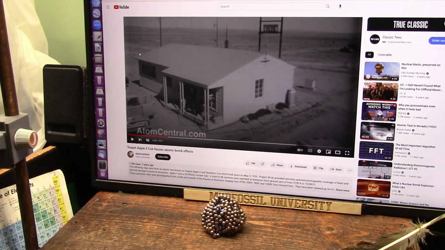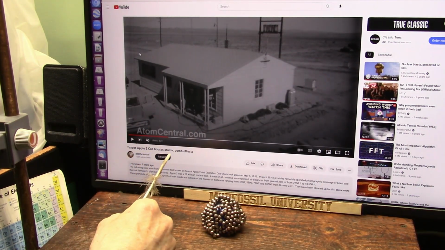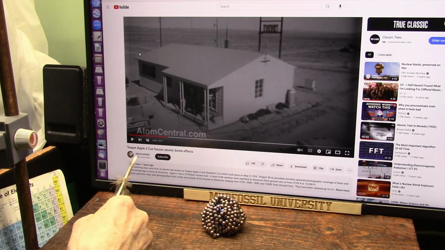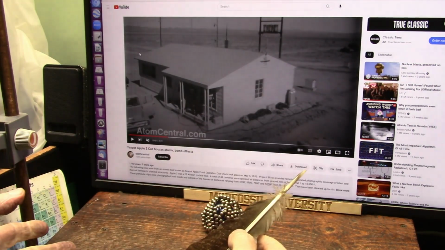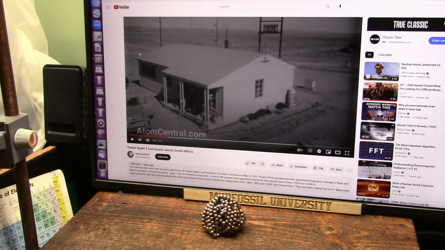All right, are you ready? This is the Teapot Apple II Q House atomic bomb effects, Atom Central. Now, it was in slow motion already, and I put it down to 25% of the normal speed, so it's very slow motion.